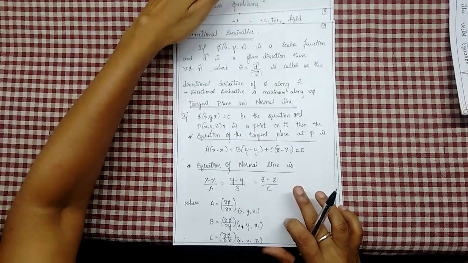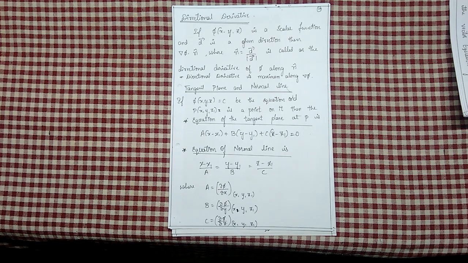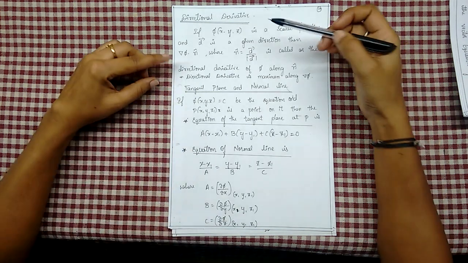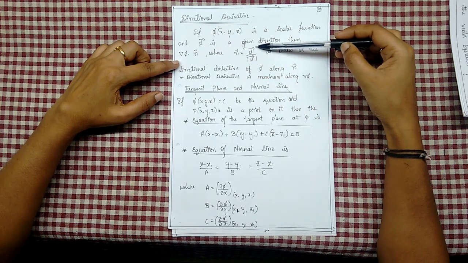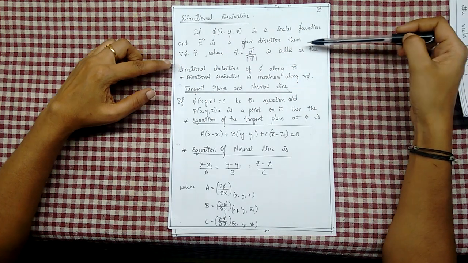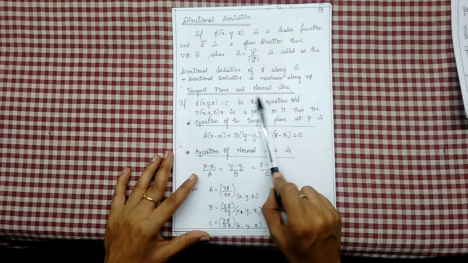Directional derivative: if phi of x, y, z is a scalar function and vector d is a given direction, then del phi dot n cap, where n cap is equal to d vector divided by mod vector d, is called the directional derivative of phi along n cap.